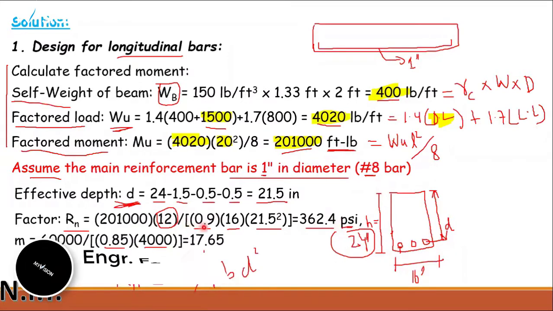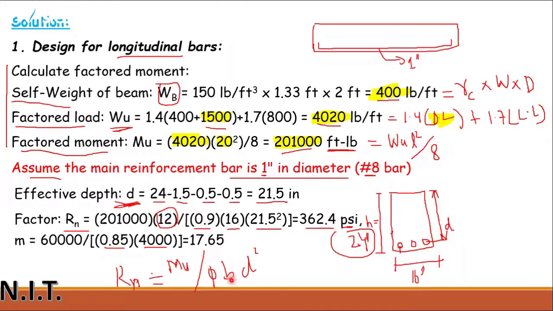And 0.9 is the value of phi. b value is 16 inches and d value is 21.5. Just put the values and get the solution, that is equal to 362.4, which is the Rn factor value. M value can be calculated by Fy divided by 0.85 Fc prime. Fy value, the yielding strength of steel, is equal to 60,000.